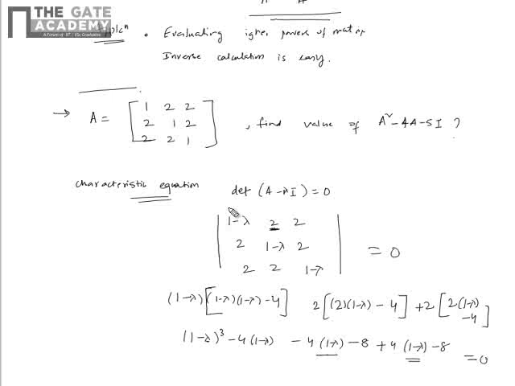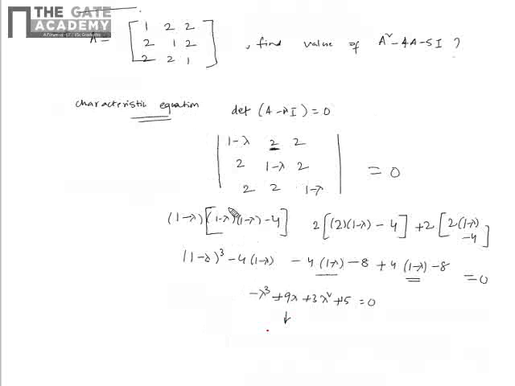So when you simplify this, it comes out to be minus lambda cube plus 3 lambda square plus 9 lambda plus 5. You have to manually simplify it, and I'm just writing out the final expression. Now you need to factorize this. You need to search for one root. When you try to factorize, it comes out in the form minus lambda square plus 4 lambda plus 5 into 1 plus lambda is equal to 0.